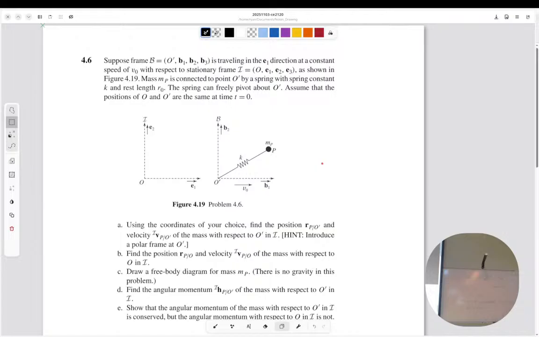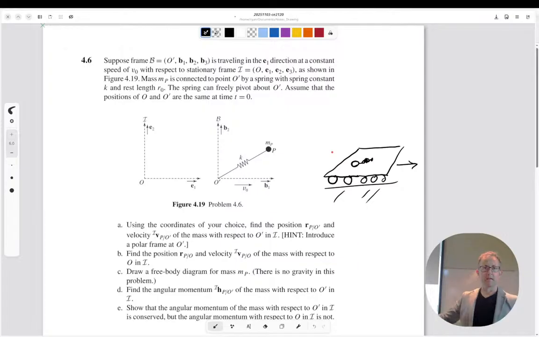The diagram is nice because it's a good engineering kind of thing. What this would look like is some kind of table on rollers, and as it gets pushed, this thing is attached to a spring. It could be a spring or a pendulum, the same thing would happen. Or a ball in a bowl.